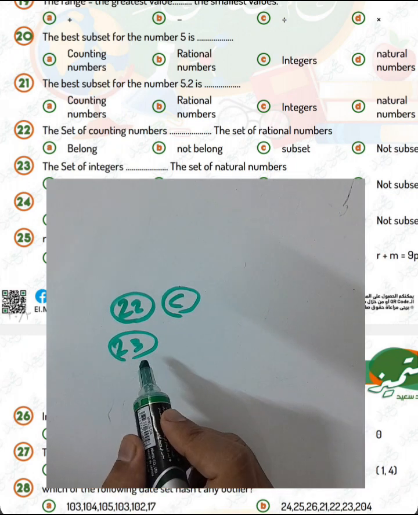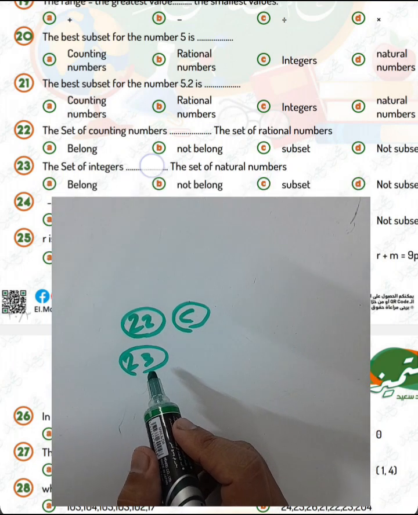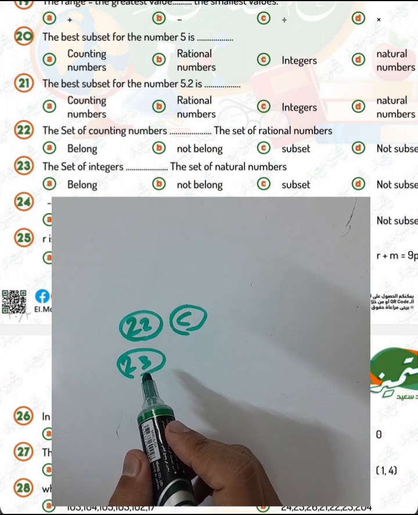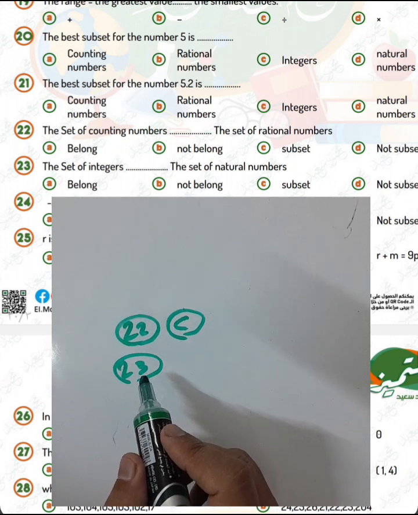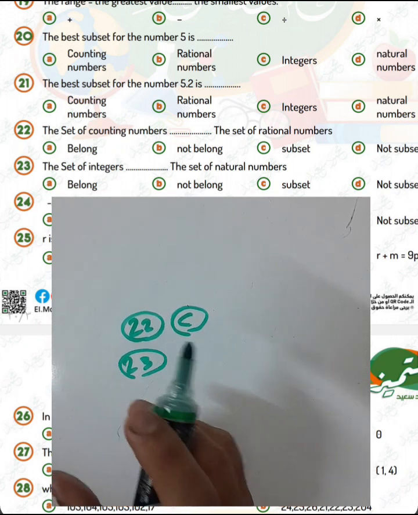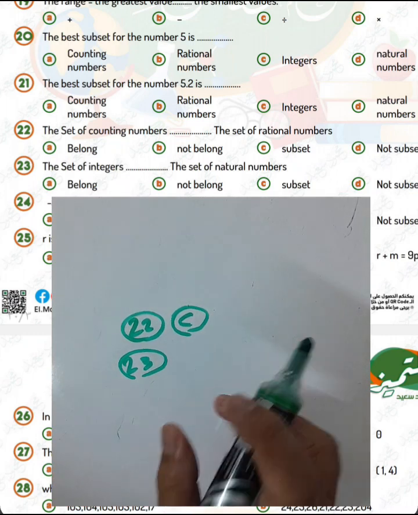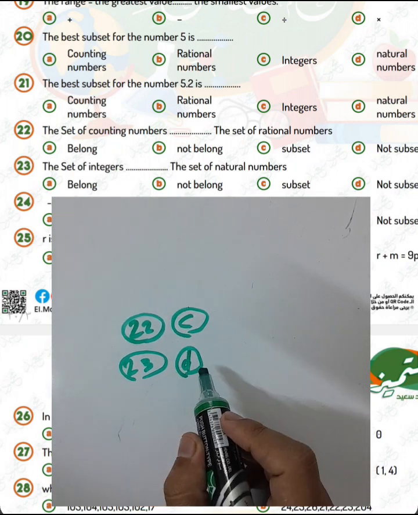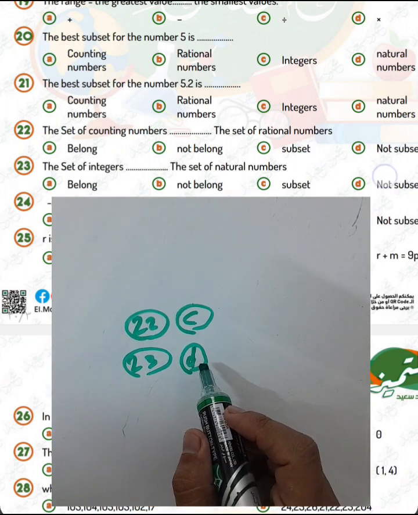Question 23, the set of integers and the set of natural number, integers subset or not subset? Not subset of natural number or subset. We have integers negative and positive and 0, but natural number beginning by 0 to infinity, so it will be not subset. Choose letter D. Okay, here not subset.